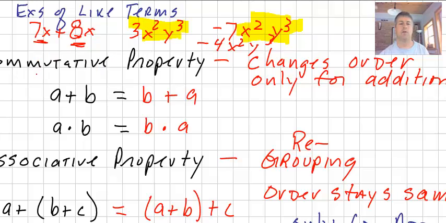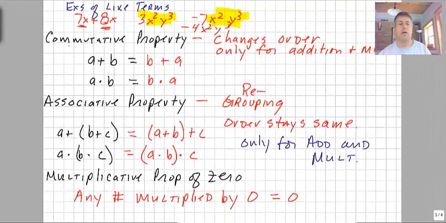Okay, the commutative property. The commutative property: to commute, or to go back and forth, or to make changes in location. Commutative property changes our order. So we keep the same variables here, but we change the order. So a plus b on the left is the same as b plus a, or a times b is the same as b times a. It doesn't matter the order. And that only works for addition and multiplication. So I've changed the order.